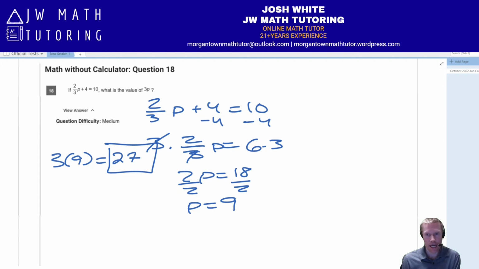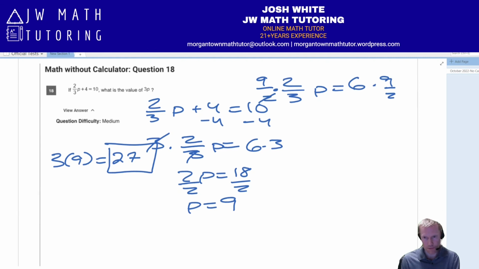This one, it's not that obvious, because if you take 2/3 p equals 6, and you're trying to turn the left side into 3p, what you actually have to do is multiply by 9/2, and that's not an obvious fraction to most people. If you do that, notice on the left side, the 2's cancel out, 3 goes into 9 3 times, so you get 3p. On the right side, 2 goes into 6 3 times, 3 times 9, okay, 3p is 27. But it's almost just as quick to solve for p and then just multiply it by 3.